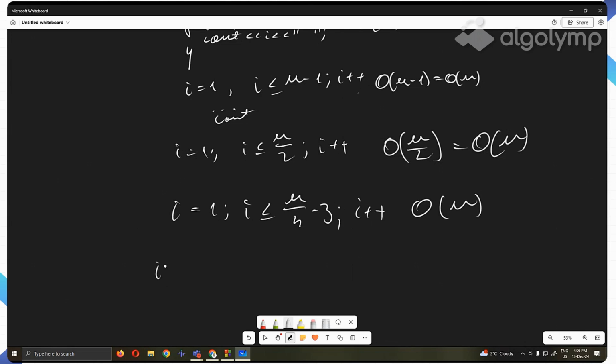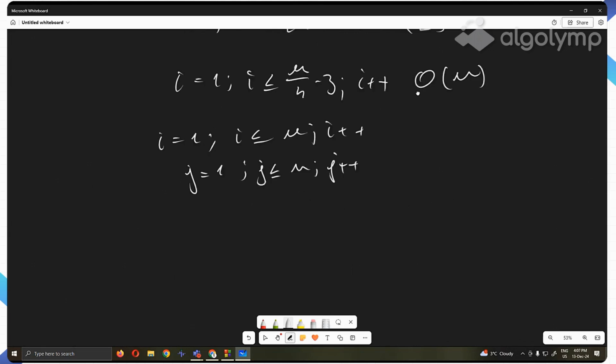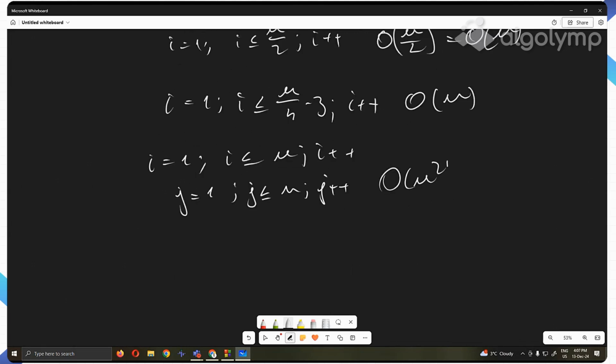Very good. If I have the code, i starts from 1 and goes up to n, i++, after which j starts from 1 and goes up to n, j++. N squared, very good. Have you used complexities before? No, I've heard about them and I haven't used them and I don't really know, only from these things that I understood. Okay, up to this point you've understood very well.